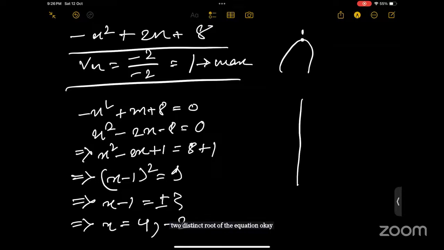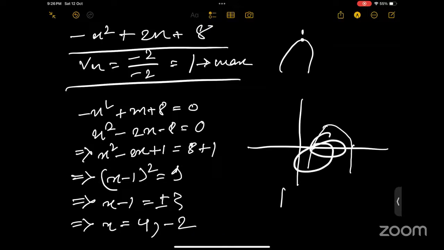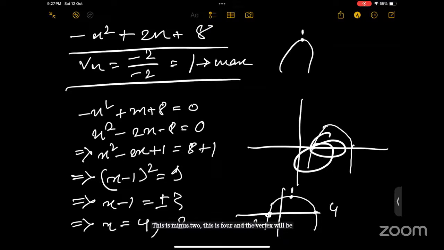So the parabola will be something like that. This is minus 2, this is 4, and the vertex will be at the point 1. You can check that the vertex is at the midpoint, right? From minus 2 to 1 we have to go 3 steps, and from 4 to 1 we have to come 3 steps, right? The vertex is the midpoint. Fine. So is the doubt cleared? Yes, ma'am, cleared.